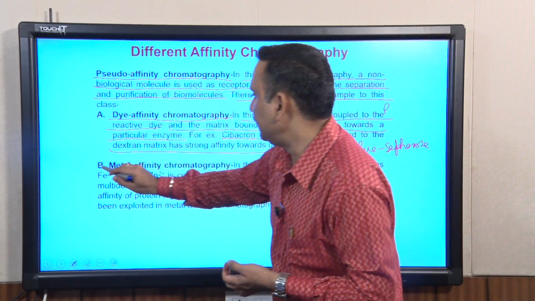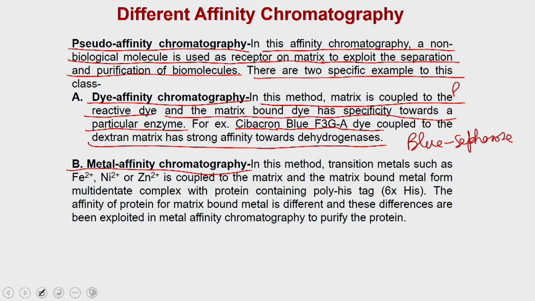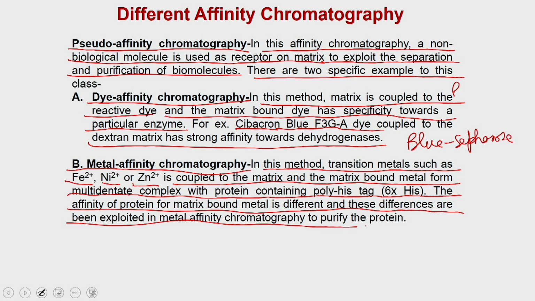Now, the second is metal affinity chromatography. In this method, transition metals such as iron, nickel or zinc are coupled to the matrix, and the matrix bound metal forms multidentate complexes with proteins containing a polyhistidine tag. The affinity of the protein for the matrix bound metal is different, and these differences are exploited in metal affinity chromatography to purify the protein.